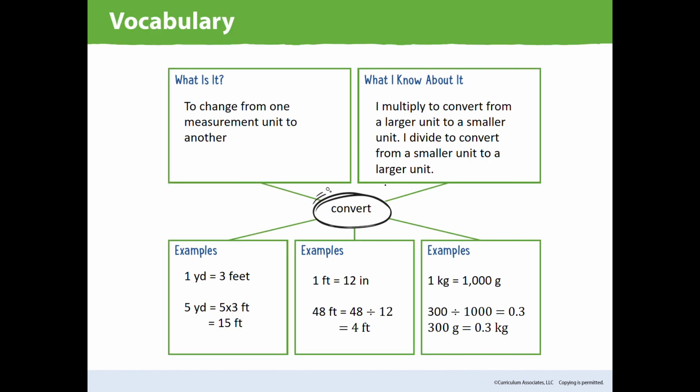All right, here is the first page of your green pages. You're welcome to convert measurements. What is it? Converting measurements is to change from one measurement unit to another. What do we know about it? I multiply to convert from a larger unit to a smaller unit. I divide to convert from a smaller unit to a larger unit. And then we have 3 examples. Feel free to use this in your math book.